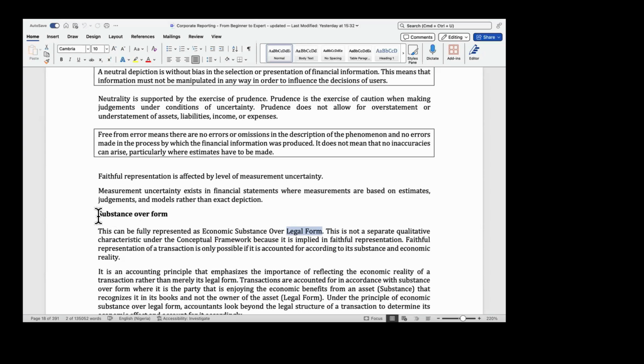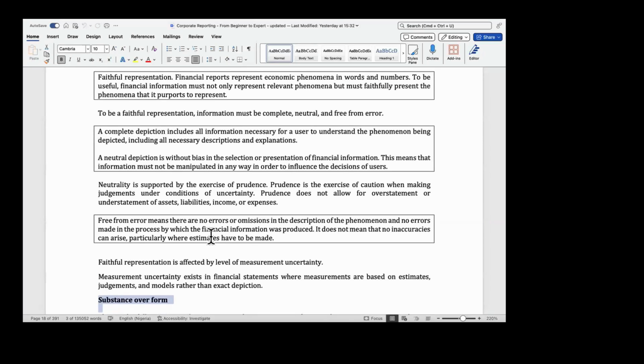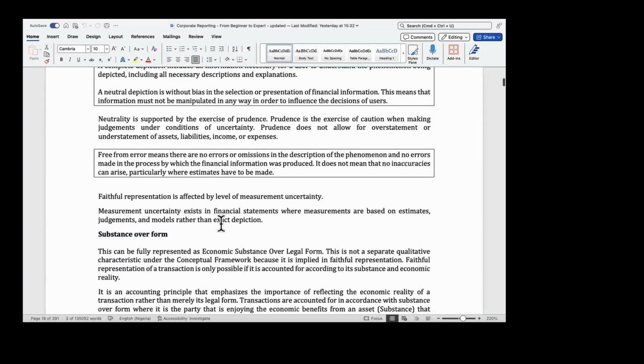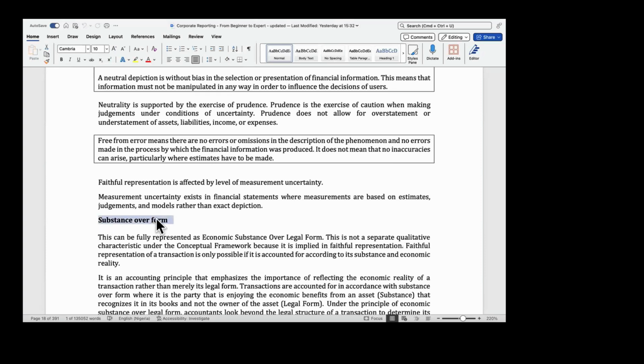So why I'm talking about substance over form is that it is implied in faithful representation. There is no way you can be neutral or you can recognize your information completely if your financial information is not presented in accordance with the substance and not the legal form. Like the guy that leased an asset, if he now omits that asset from his books, he did not recognize it as an asset. That means that report is not complete. He hasn't recognized all the economic phenomena, because you are saying you are making money, but we'll ask you, what is this thing that is making this money for you?